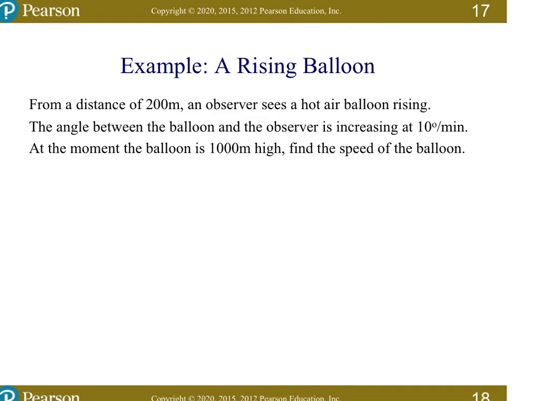From 200 meters away, an observer, a person, watches a hot air balloon rising. The angle between the balloon and the person who's watching it is changing, increasing at 10 degrees per minute. The moment the balloon is 1,000 meters high, okay, so at the moment, that's the freeze frame here, find the speed of the balloon. Well, let's do our geometry first.